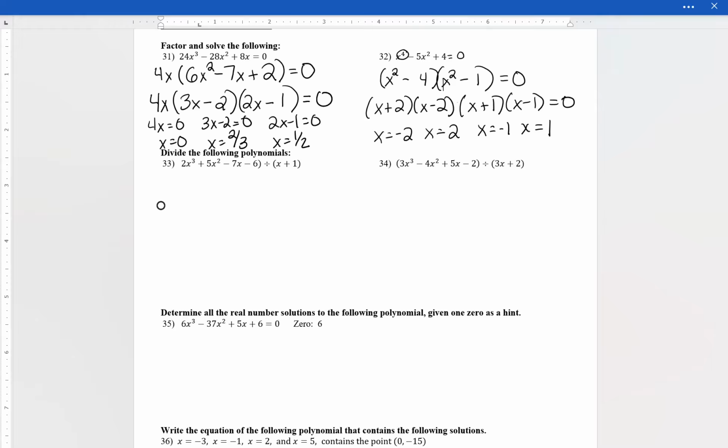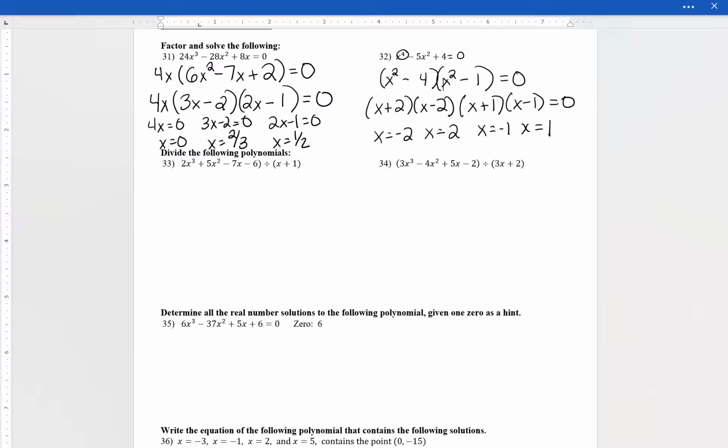Now I got to divide. This one, since it is an x plus 1, I'm going to do synthetic division. You can do synthetic when it's just 1x plus 1. You cannot do it when it is something in front of the x, like 3x plus 2. Can't do that one in synthetic. We have to do that one long division.